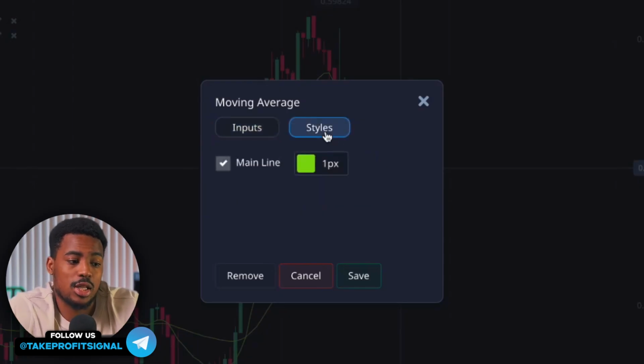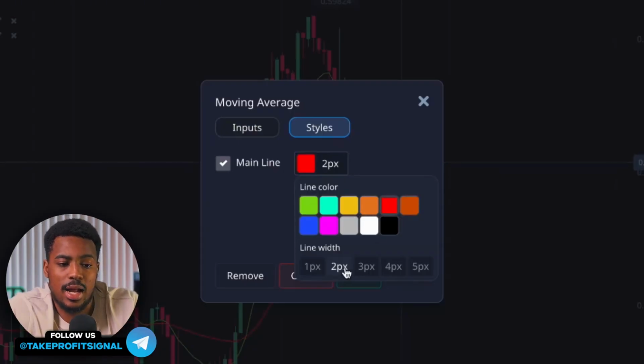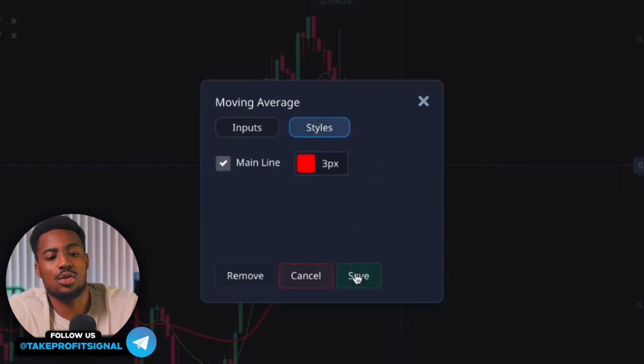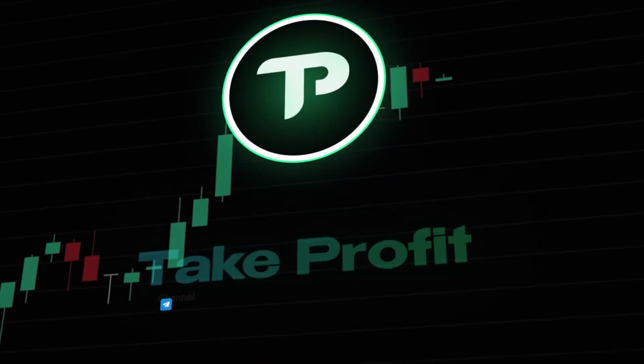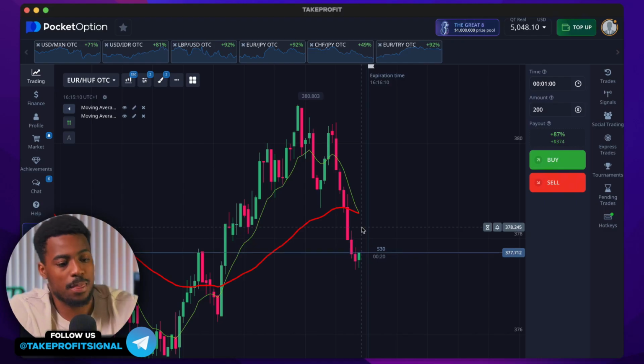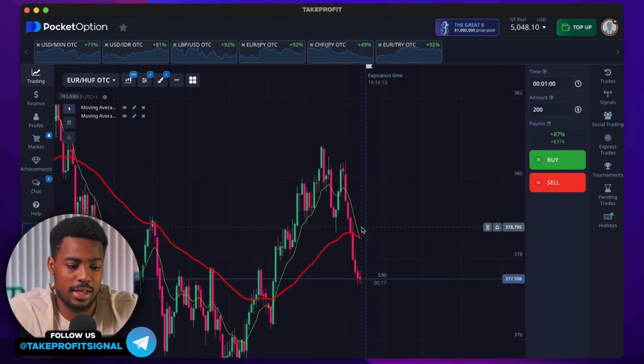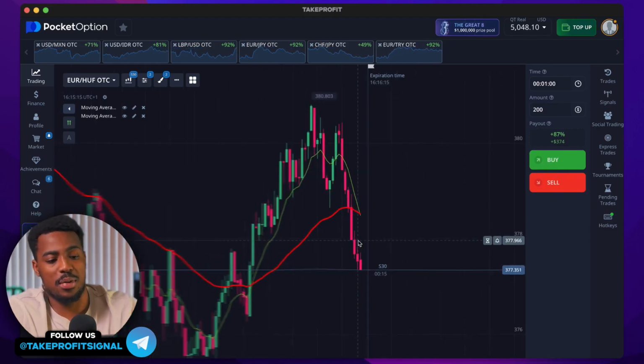If you do not do this, your strategy will not work. In the styles, we make this line different from the first line. So here you can customize everything at your discretion. So we have talked about setting indicators. Now let's talk about opening trades.